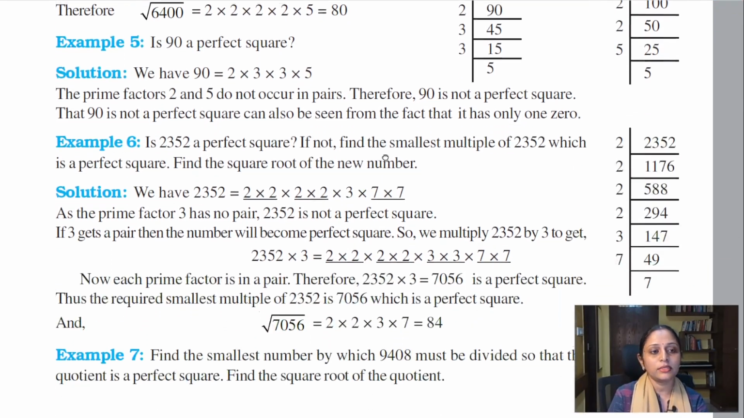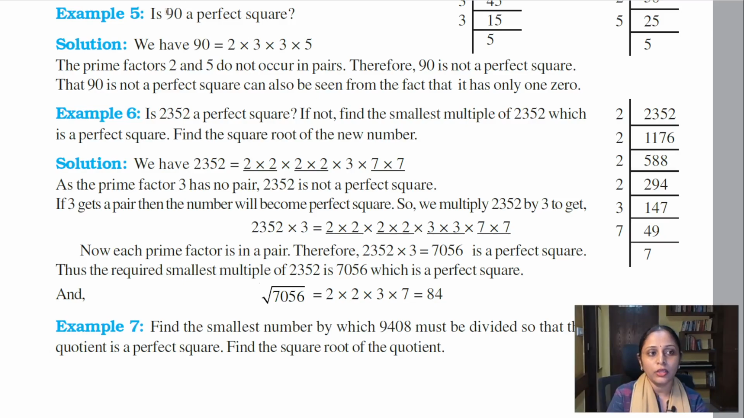Next, is 90 a perfect square? Again, you can find whether the given number is a perfect square or not by prime factorization. You can see clearly here you have 2 which is not paired and 5 which is not paired. Therefore, it is not a perfect square. That way you can decide whether the given number is a perfect square or not.